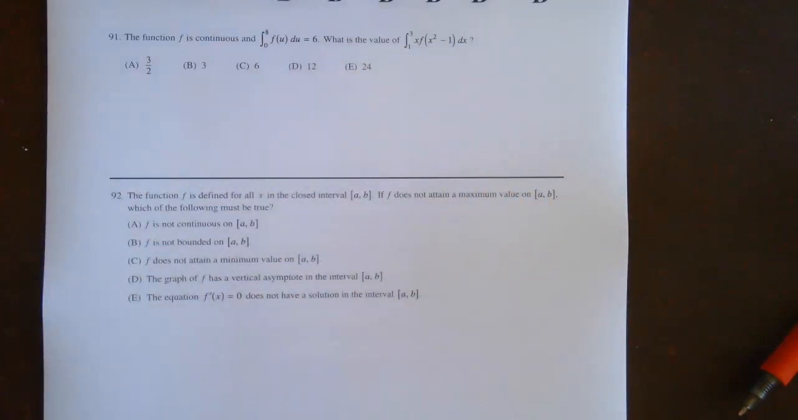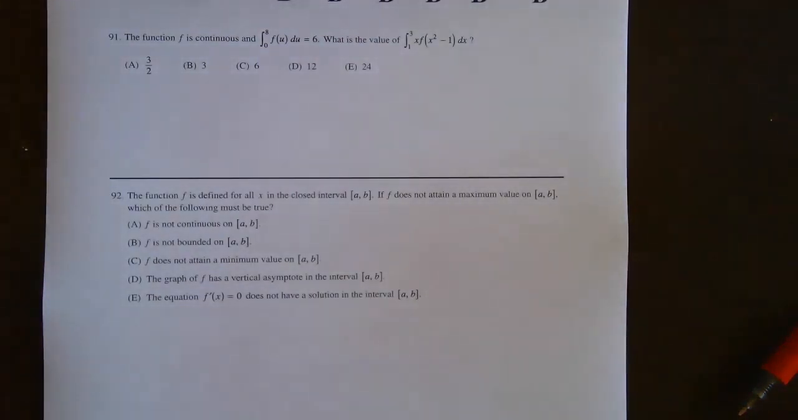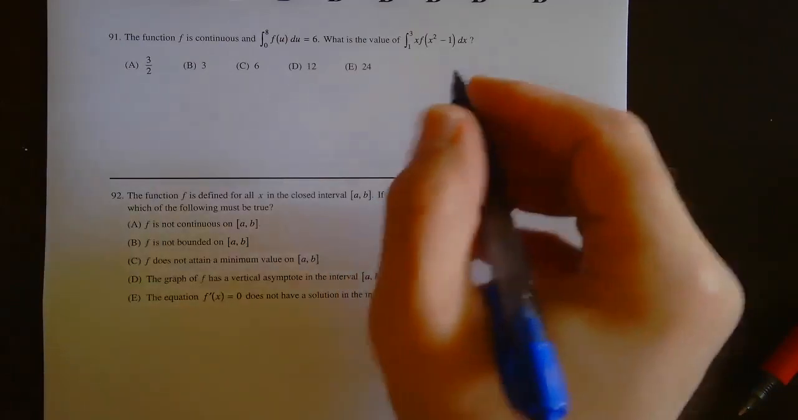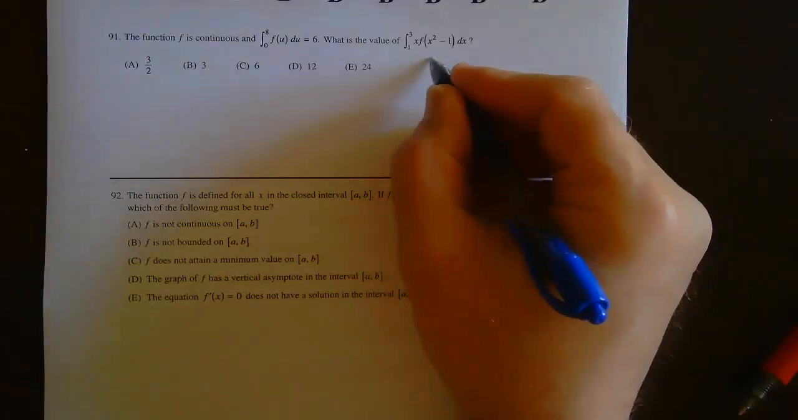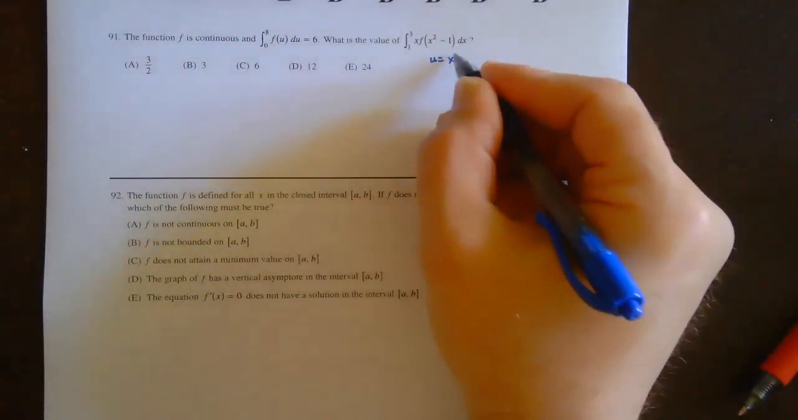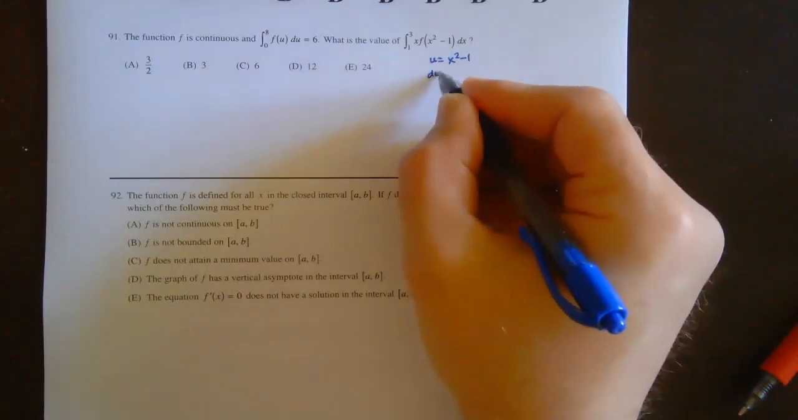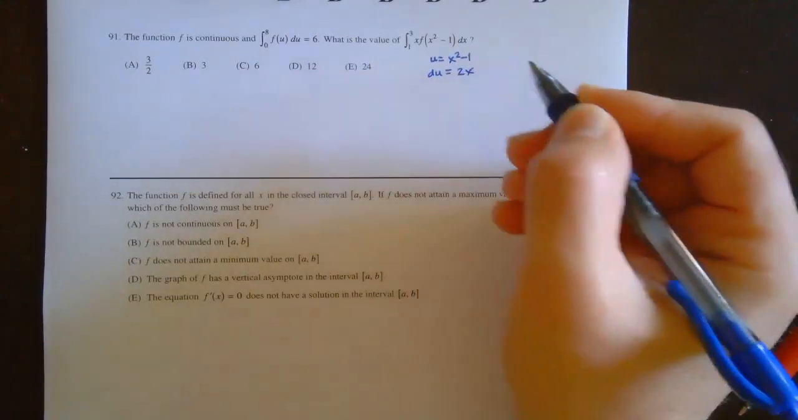So this is an integration by substitution problem. This is a non-textbook problem that they would easily ask you on this year's AP exam, okay? Because it's not something you can look up. You have to understand it, okay? So we're going to let u equal x squared minus 1, and then du would have to be 2x, right?